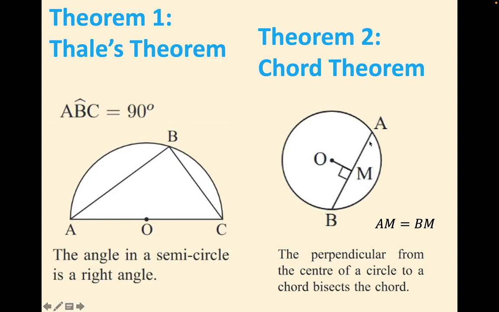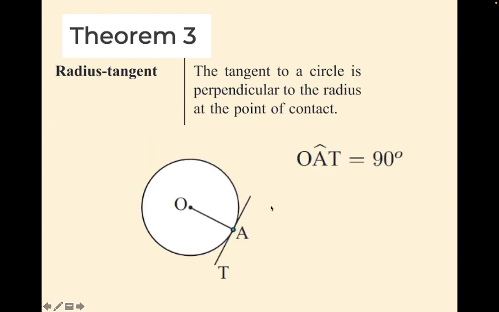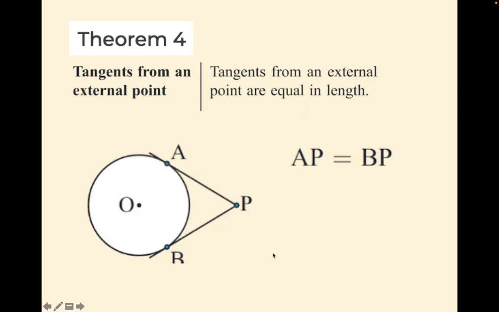We've seen a chord theorem, when you have a chord in a circle and then you have a segment from the center perpendicular to that chord, then the chord is bisected, meaning that we have AM equals MB. Theorem 3 was about a tangent on a circle and how it meets the radius to the circle, and they always meet at a 90-degree angle. They are perpendicular. And theorem 4 was about two tangents on a circle that meet at the same external point. Those segments created between the external point and the point of tangency, those two segments are equal in length.